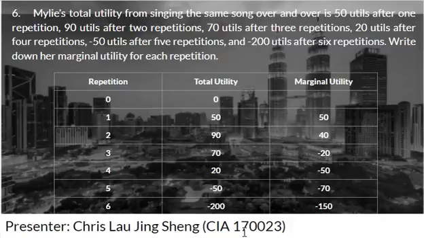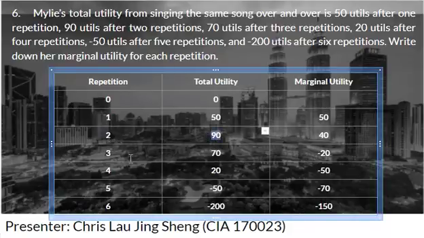For question 6 of micro tutorial 4, Miley's total utility from singing the same song over and over is 50 U-Tunes after 1 repetition, 90 U-Tunes after 2 repetitions, 70 U-Tunes after 3 repetitions, 20 U-Tunes after 4 repetitions, negative 50 U-Tunes after 5 repetitions, negative 200 U-Tunes after 6 repetitions. So write down a marginal utility for each repetition.